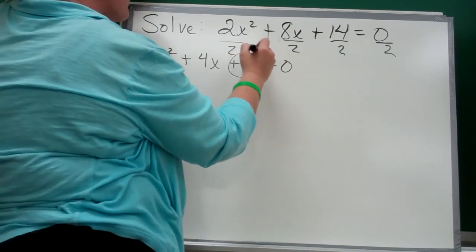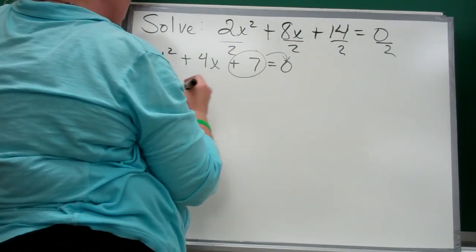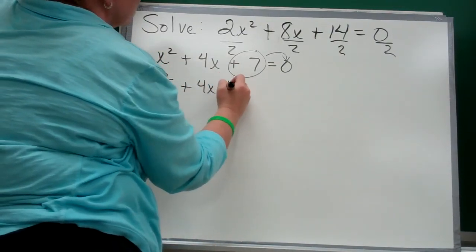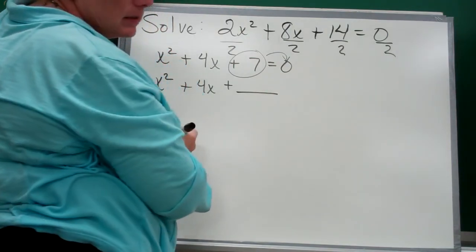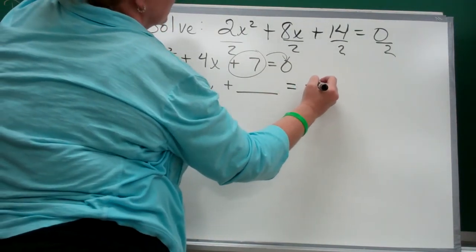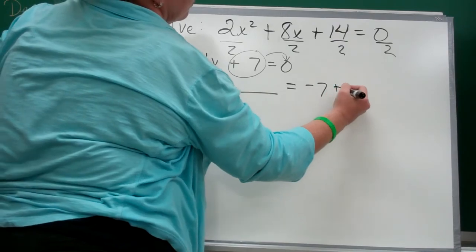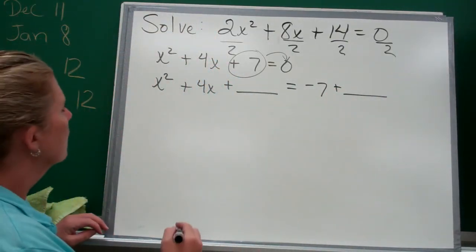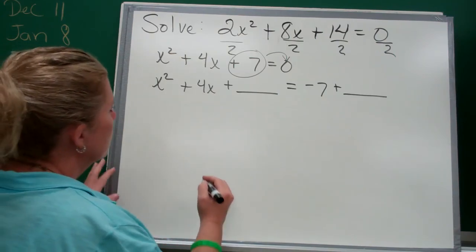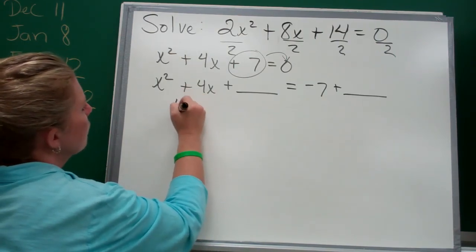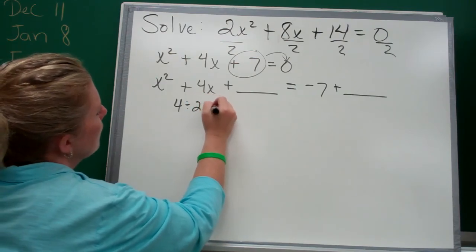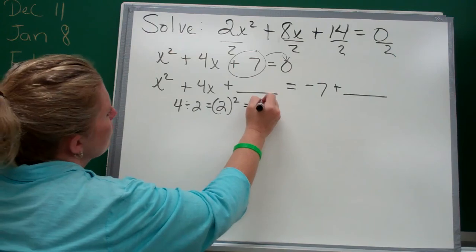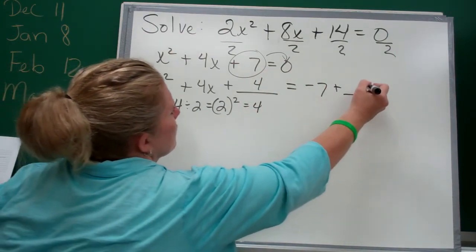Now we got to move the 7 by subtracting. So x squared plus 4x. Now we're going to complete the square, so we're going to add something. It's going to equal negative 7 plus whatever we add here, we got to add there. Okay. Now b over 2, here's b. So 4 divided by 2 equals 2. We're going to square it. That equals 4. So we're going to add 4 to both sides.